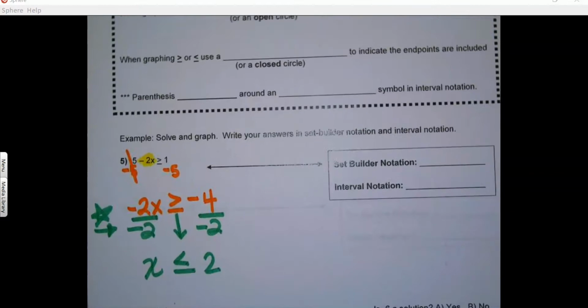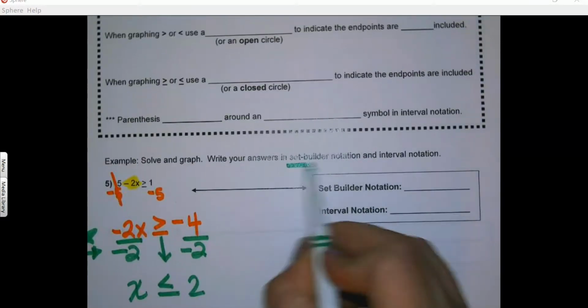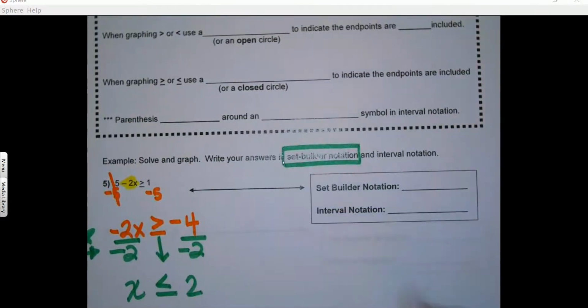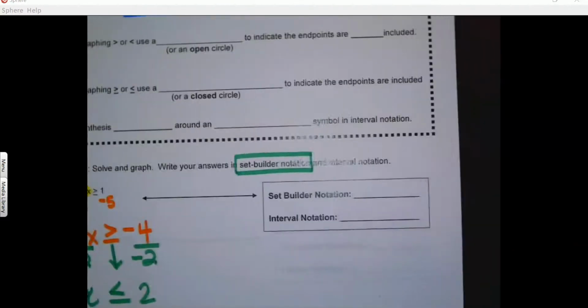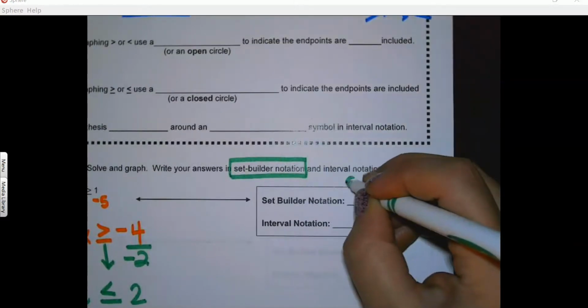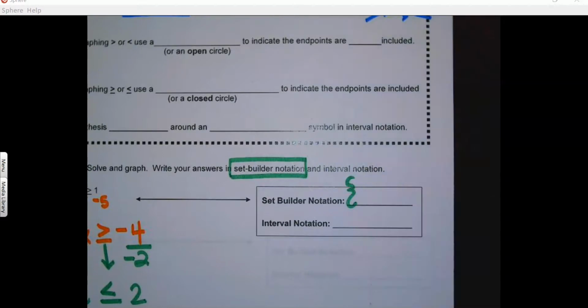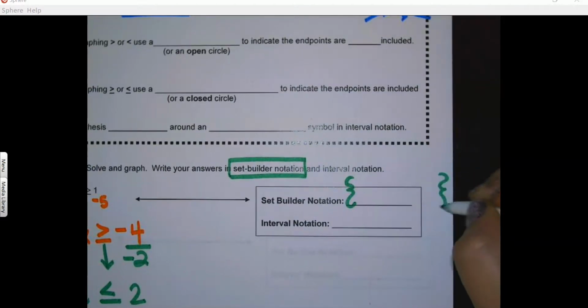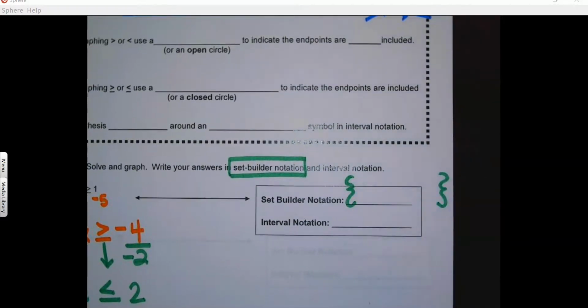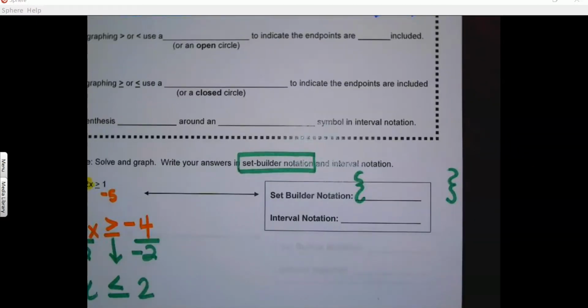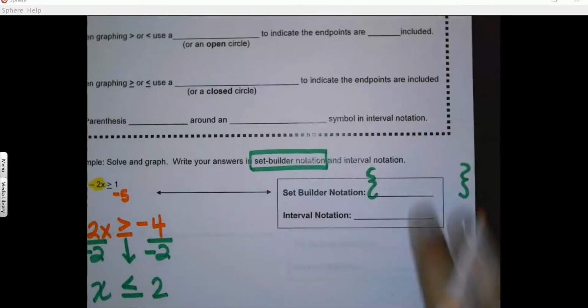Okay. So it wants us to write our answer in set builder notation. So set builder notation looks like this. You're going to have these curly little brackets like that. These curly little brackets just mean set. Okay, so it means the set. So this is the mathematician way of writing an answer all fancy. Okay, so that means the set.